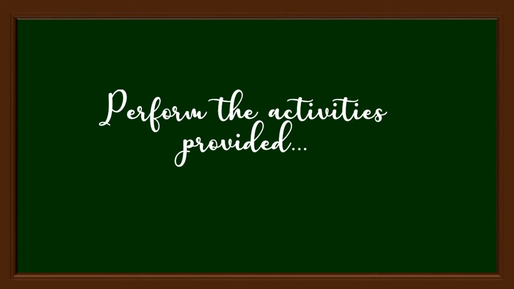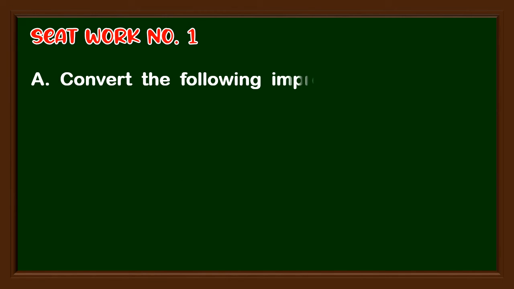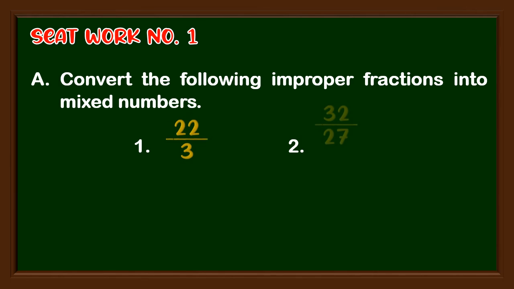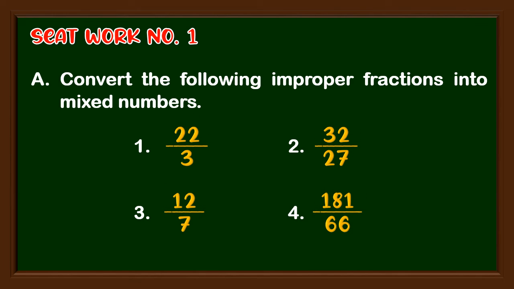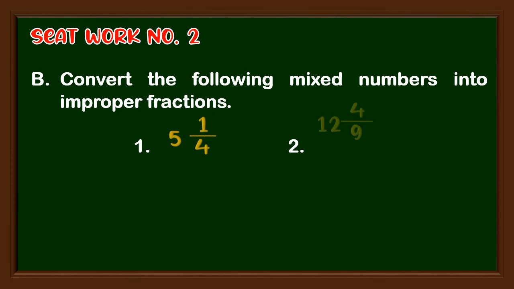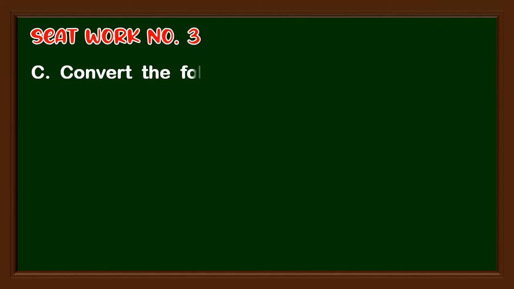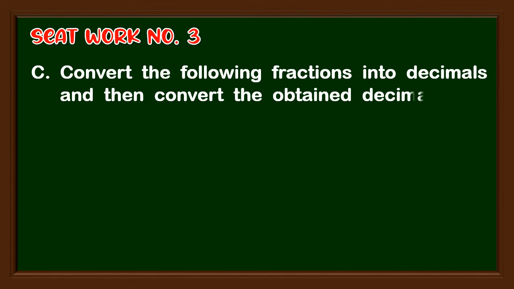And as part of evaluation and assessment of learning, try to figure out the following. Seat work number 1. Convert the following improper fractions into mixed numbers. Seat work number 2. Convert the following mixed numbers into improper fractions. Seat work number 3. Convert the following fractions into decimals and then convert the obtained decimals into percentage.